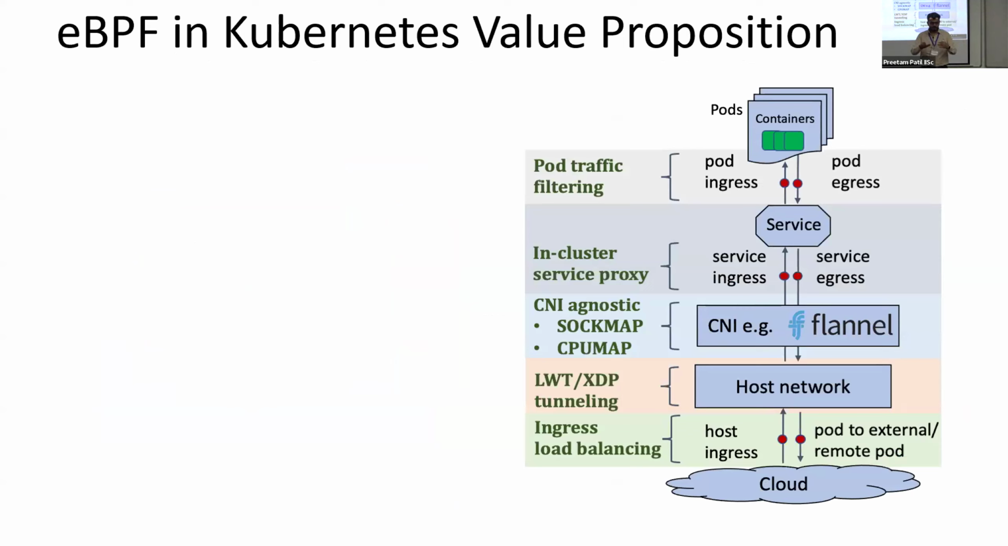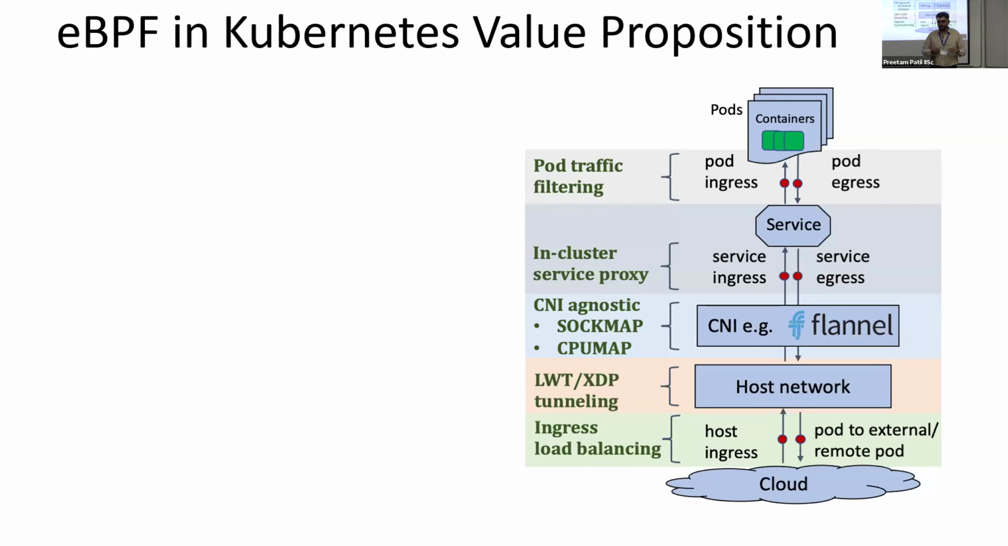On the host network, a CNI would sit, something like Flannel or Cilium. There is a service layer which has service ingress and egress. There is a pod layer, and finally there are containers. And at every different layer, as we saw in the eBPF hook points in the network stack, in a Kubernetes environment you are again presented with the same set of opportunities to optimize for different scenarios and different use cases.